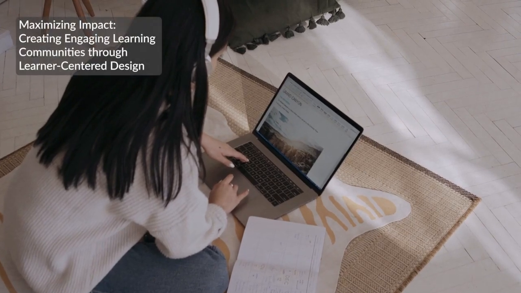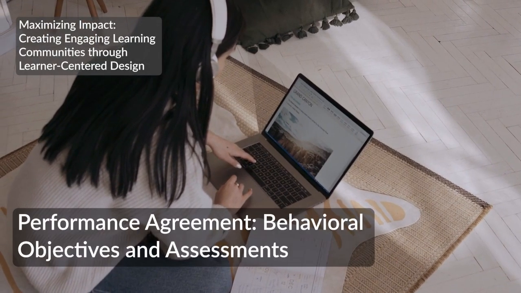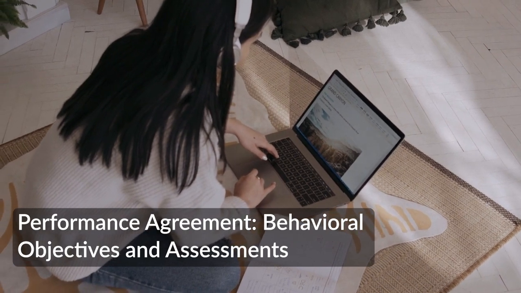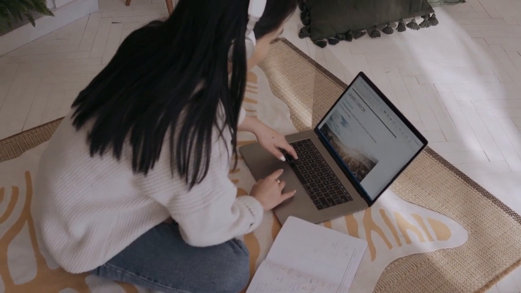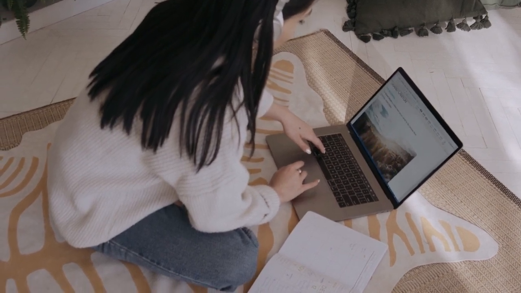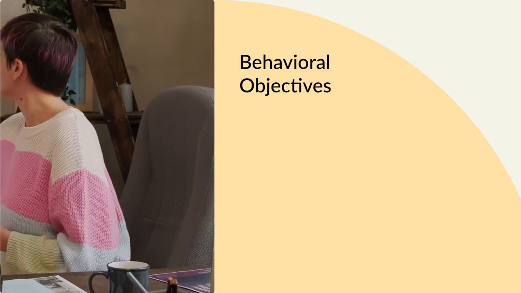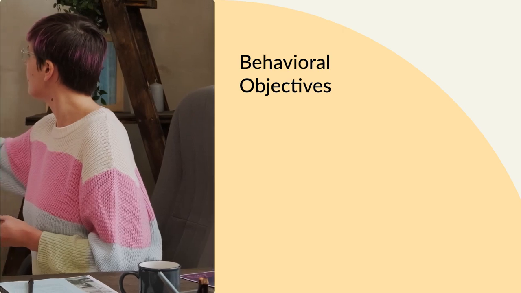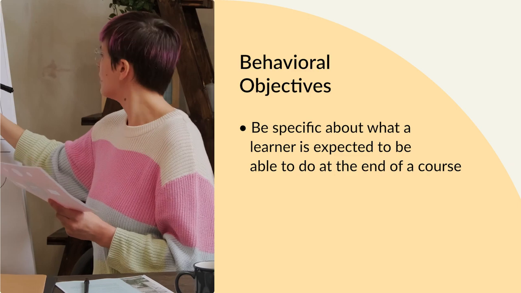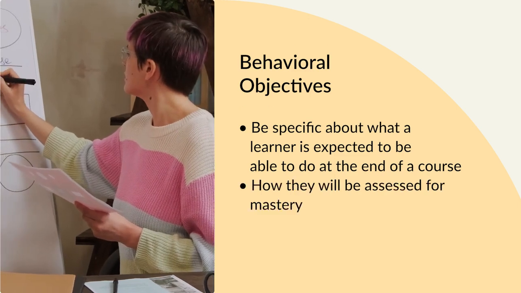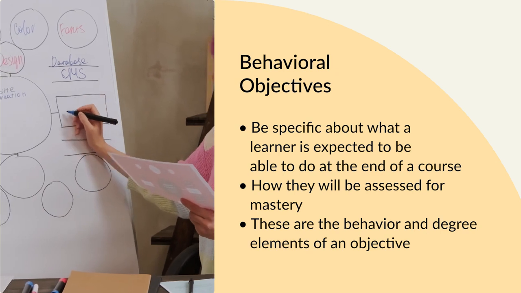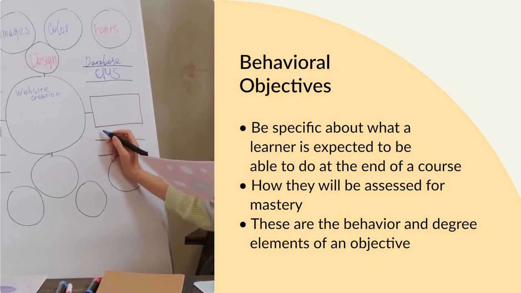Now that we've reviewed the basics of objectives and how to write them using the audience, behavior, condition, and degree elements, we're going to discuss how we provide quality control in this process by looking at performance agreement. One of the most important aspects of writing behavioral objectives is to be specific about what a learner is expected to be able to do at the end of a course and how they will be assessed for mastery. These are the behavior and degree elements of an objective.